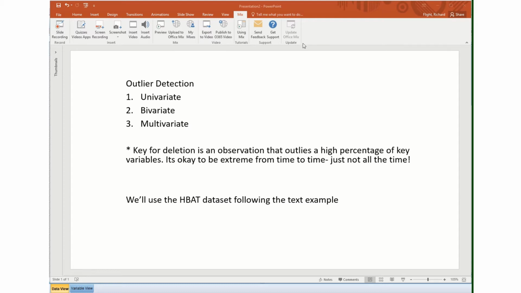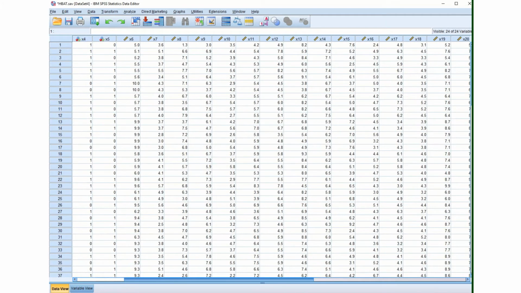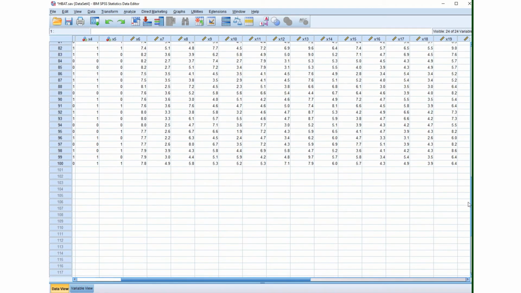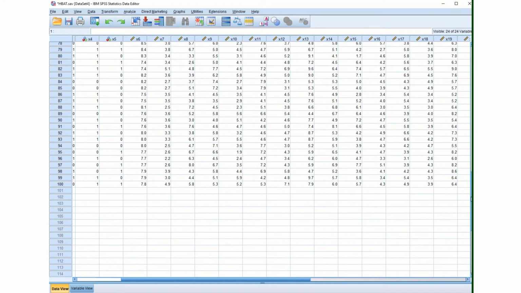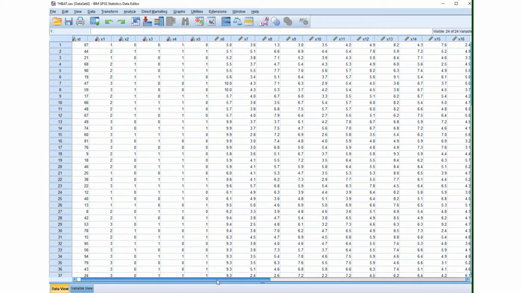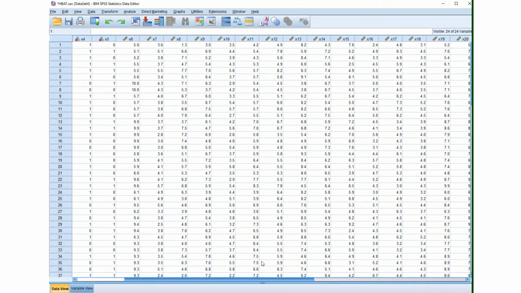So you can access that and you can run through some of this on your own. So there's no reason why you can't do that if you so desire. So I have pulled up here the HBAT data set that we have from our analysis. Now this is the HBAT 100, so there's 100 sample observations here, and we have a whole bunch of variables. We're only going to focus on a few variables here.